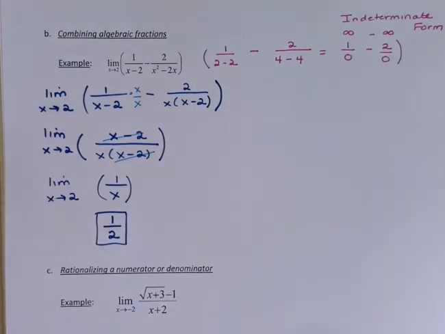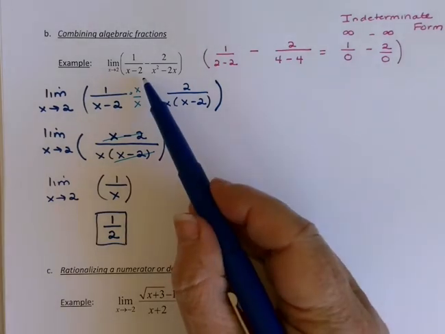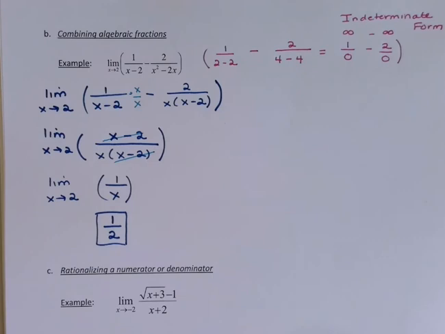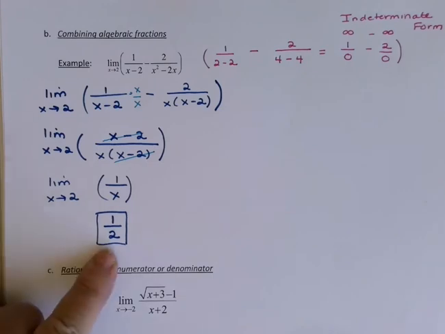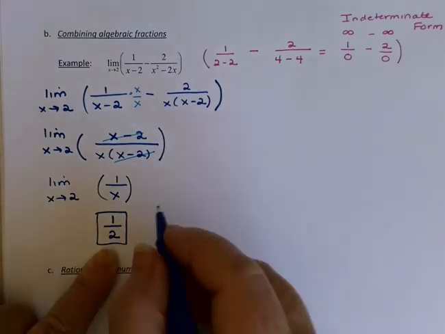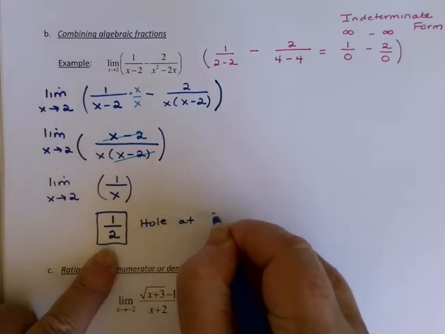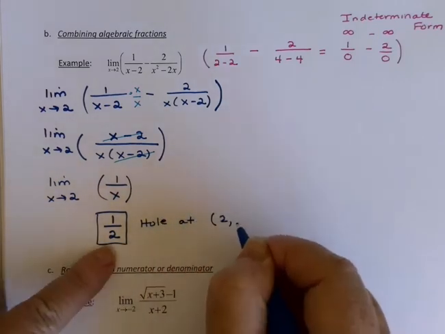So same argument as before. Originally, when I tried to plug in 2, it was undefined. I had 0 in the denominator. So there is no y value, but there is a finite limit. We have to approach what will be a hole in the graph at the point when x is 2 and y is 1/2.